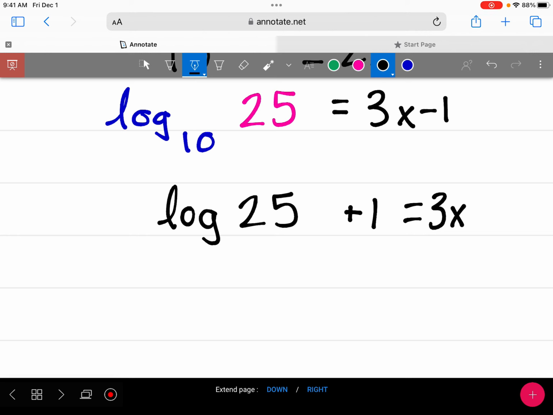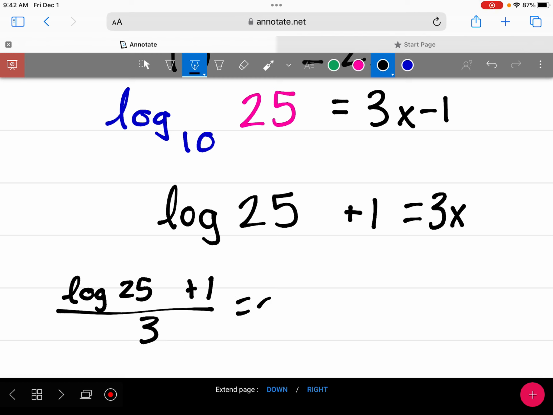How do I get x by itself? Divide by 3, and we have log of 25 plus 1, all divided by 3. So what is the approximate decimal answer for x?